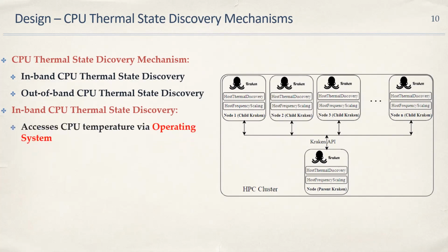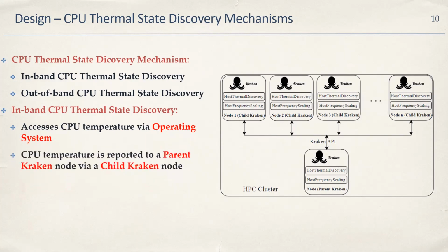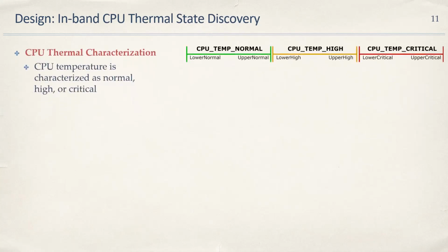Because this is in-band, it accesses the CPU temperature via the operating system, basically through the host thermal discovery module. The CPU temperature is then reported to the parent Kraken node via the child Kraken using the Kraken API. Next, in-band CPU thermal state discovery, with more information on it.